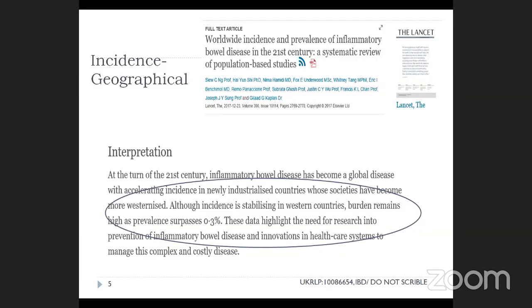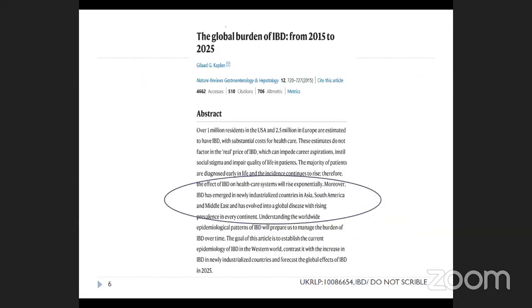Coming on to the next slide, the global burden of inflammatory bowel diseases is definitely increasing, because while the incidence is stabilizing in the Western world, there is an increase in incidence in developing countries like Asia, South America, and the Middle East. That means there is an increase in incidence in the developing nations and a stabilizing incidence in the Western world, which overall increases the burden of the disease all over the world.